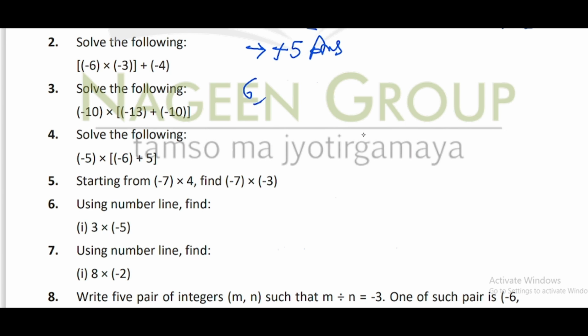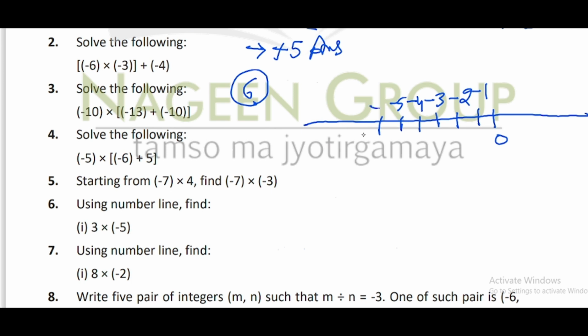Let's see question number 6. It is given: using a number line, find 3 into minus 5. Let's see the number line: 0, minus 1, minus 2, minus 3, minus 4, minus 5, minus 6, minus 7, minus 8, minus 9, minus 10, minus 11, minus 12, minus 13, minus 14, and minus 15.